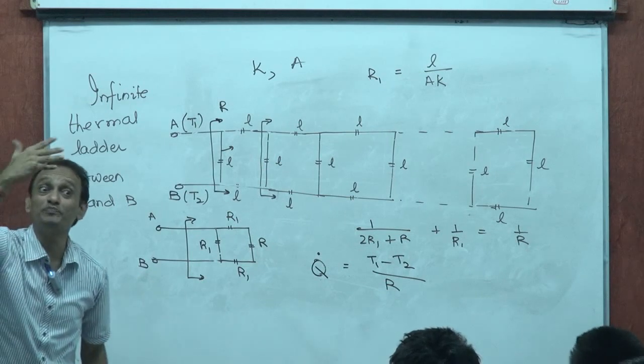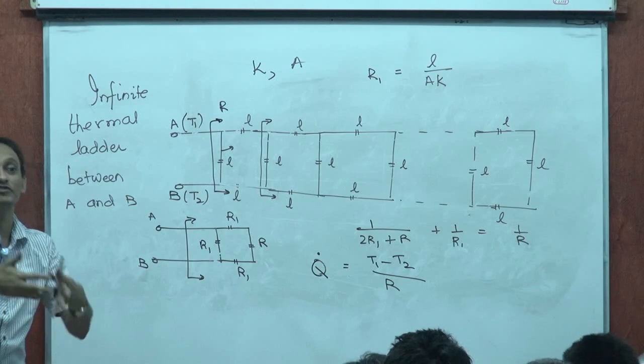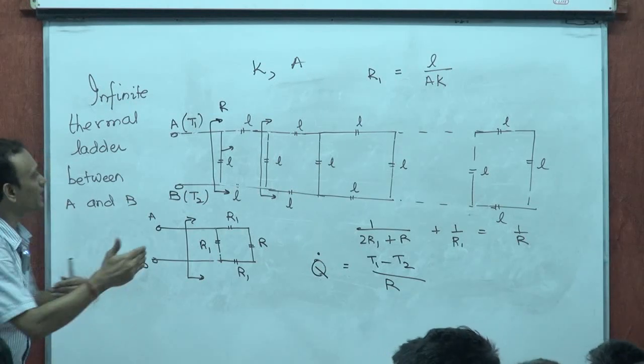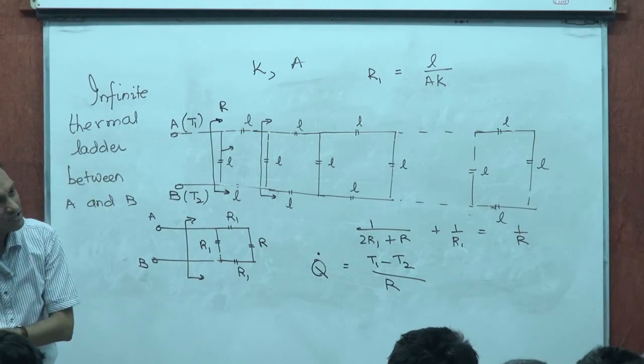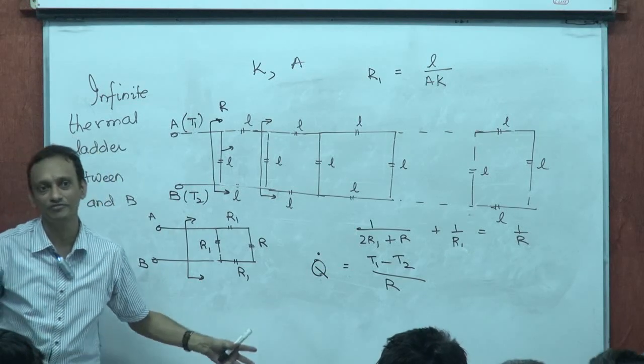So the same set of principles that you have learnt in current electricity will apply here. Instead of potential differences, you will have temperature differences. Instead of electrical currents, you will have thermal currents. Instead of electrical resistances, you will have thermal resistance. So you have an analogy in front of you, right?